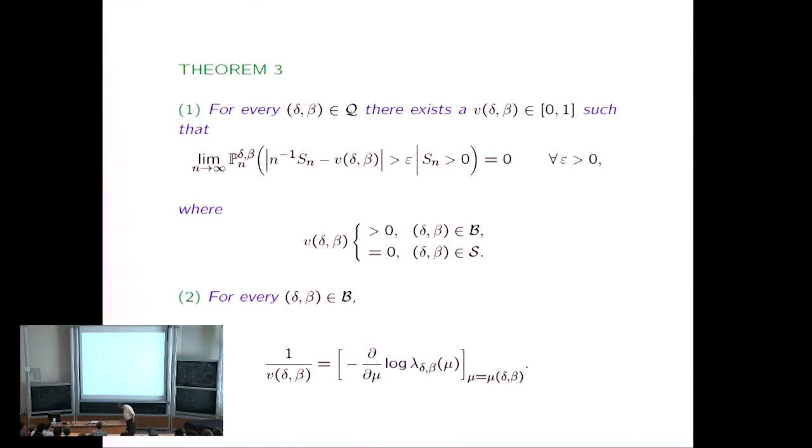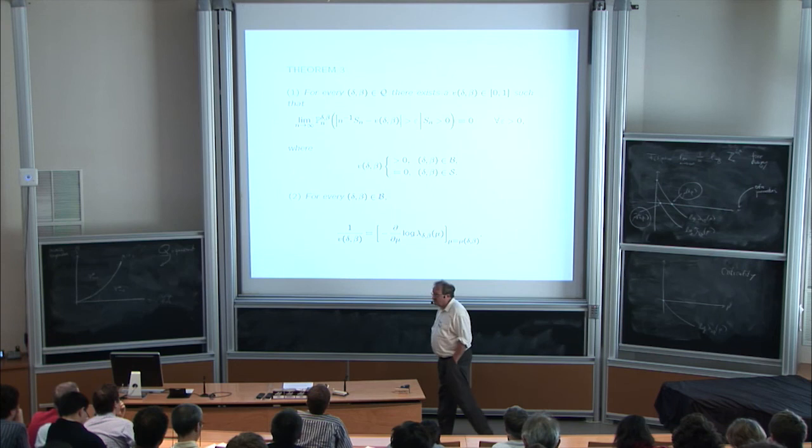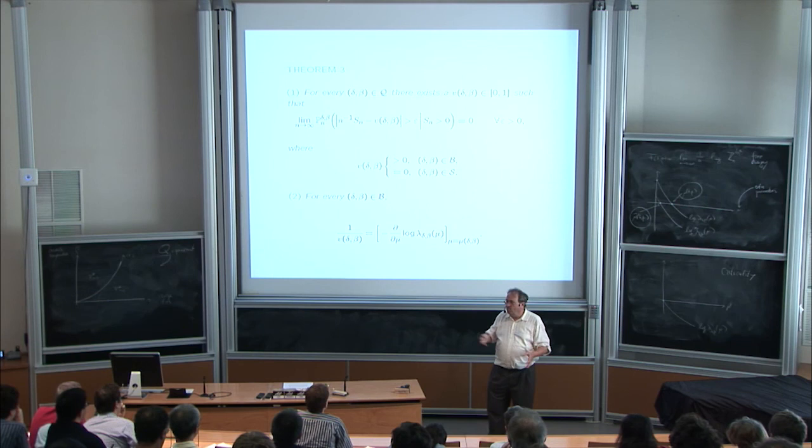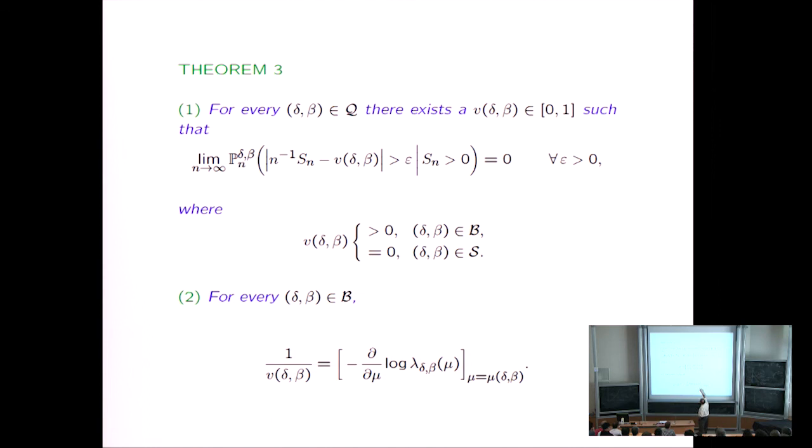The statement is, for every point in the quadrant, there is a limiting speed. So the displacement under this annealed polymer measure, the empirical speed minus this number v delta beta, is tending to zero, and the condition Sn positive is put there in order to choose a direction, because there's complete symmetry for the polymer moving in one direction or in the other direction. And let's look at what it's doing when it goes to the right. And this number is zero in a certain part of this parameter space, and it's strictly positive on the complement, and it has a certain spectral representation.